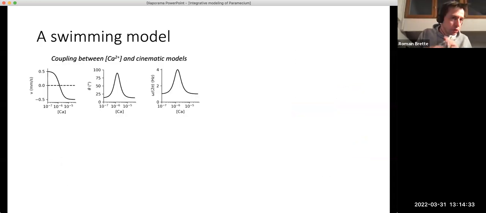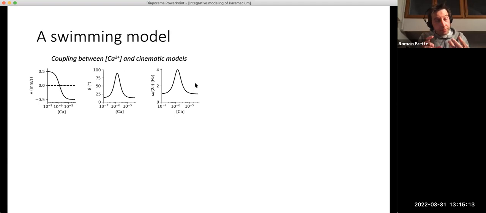And what we're going to do now for the model is to use a phenomenological model, which couples calcium concentration to these three kinematic parameters that I've mentioned, which are the translational velocity, the angle of the rotation axis, and the spinning speed. And what we've seen is that, for the velocity, above some threshold, which is in the micromolar range, the cell is going to move backward. So the function that relates velocity to calcium concentration will look like that, a bit of a sigmoidal function.